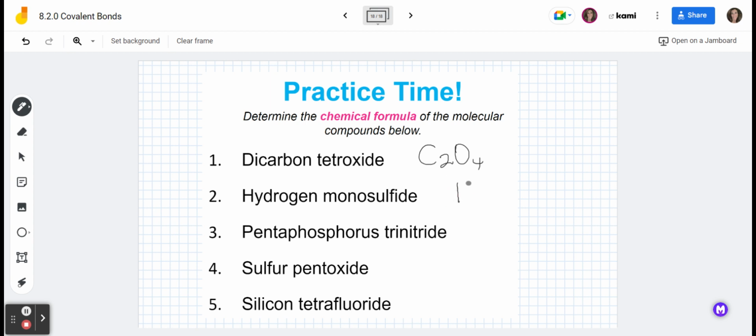All right, hydrogen monosulfide would be HS. Again, see how there's no mono here, but there's a mono here. It's just a rule. Pentaphosphorus trinitride is phosphorus, but there's 5 of them. Nitrogen, there's 3 of them. P5N3. Sulfur pentoxide is SO5. And then silicon tetrafluoride is SiF4.